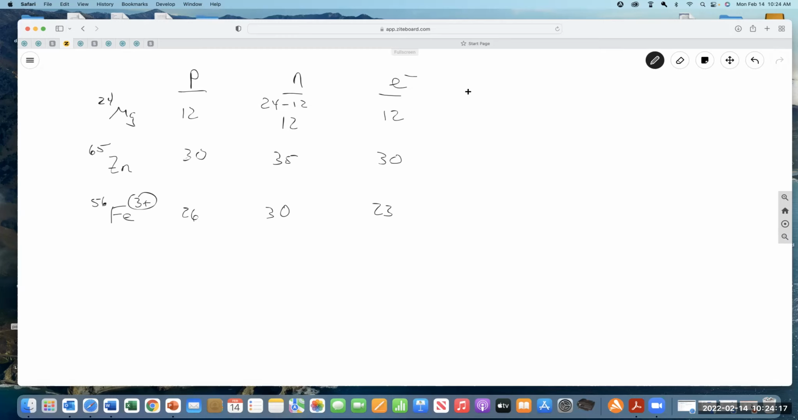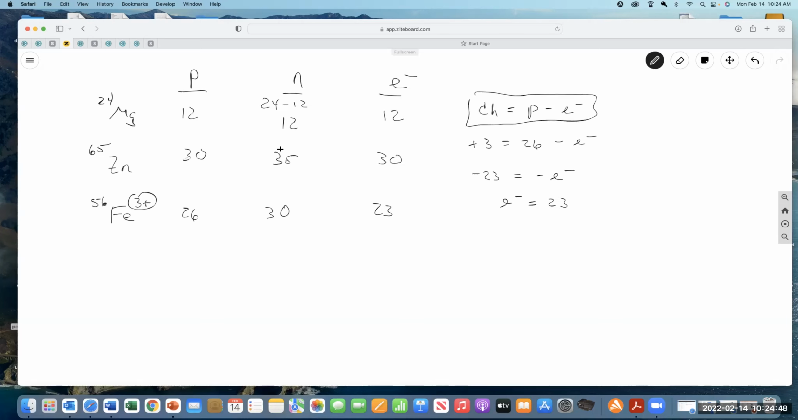If you like little equations, and I know there's some people who say just give me an equation and I'm good, charge is the protons minus the electrons. So in this case, +3 is 26 minus the number of electrons. So the electrons would be 23. You can do it that way, or you can do it intuitively.